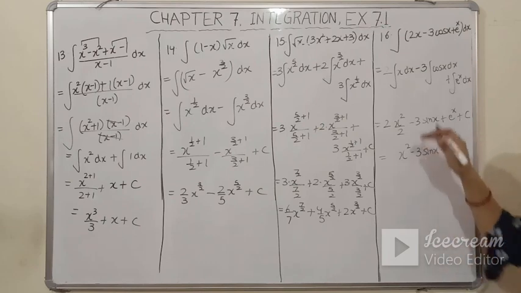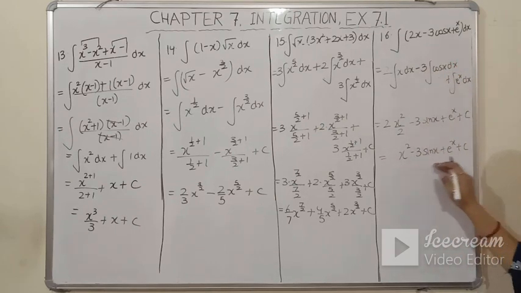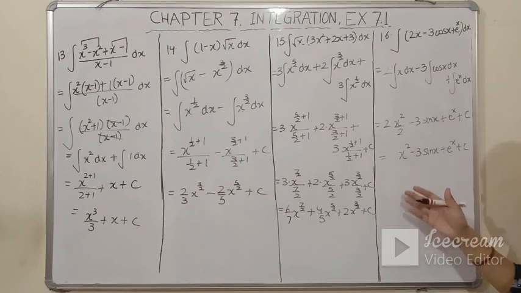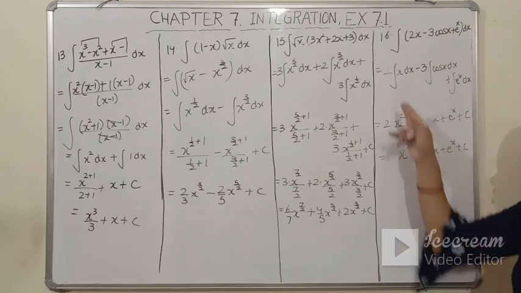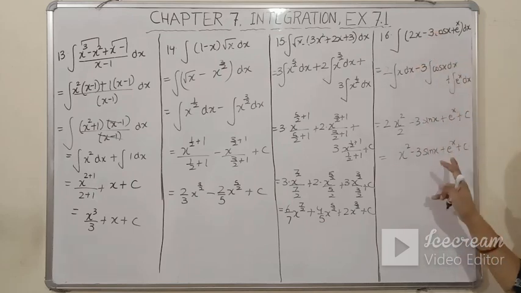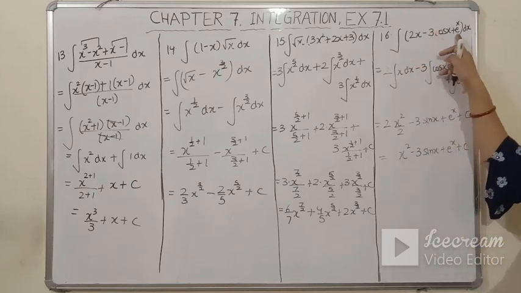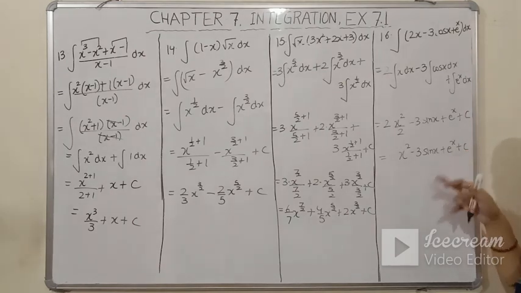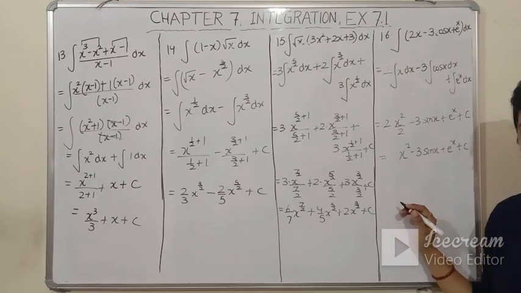You will get again the same function if you differentiate this function with respect to x. As you can see there, the derivative of x square is 2x. The derivative of sin x is cos x. And the derivative of e raised to power x is e raised to power x. And the derivative of a constant is 0. So in this way you can check your answer.